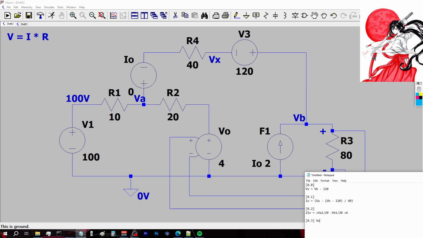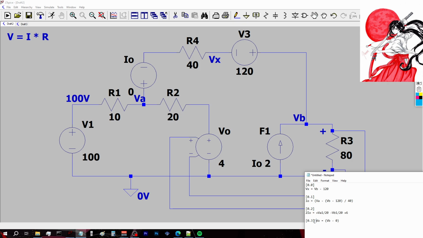VO is equal to VB minus the voltage difference across it. There's going to be the ground, right? VB minus ground divided by the total. Well, actually, we don't even have to do that because we're finding the voltage difference across, right? Because this is dependent on the voltage VO, and this is what VO is equal to, right?